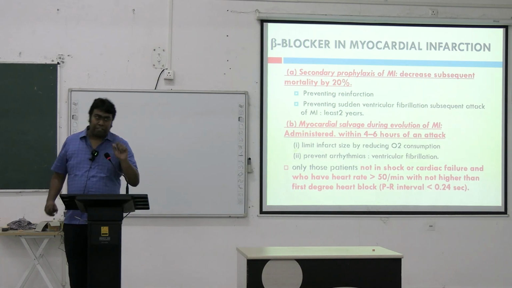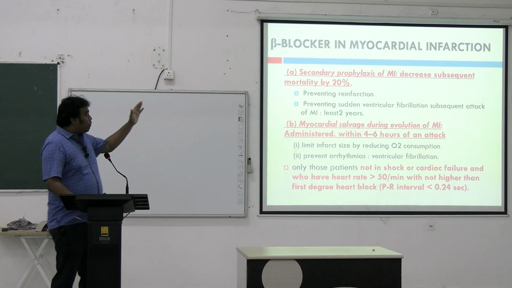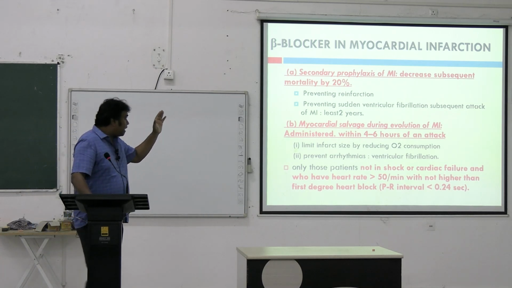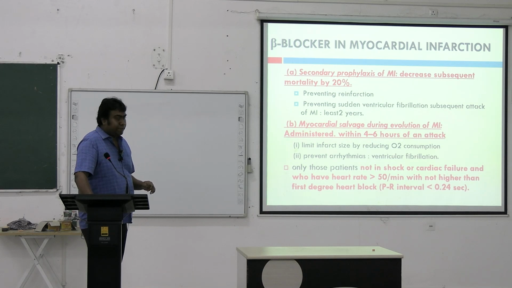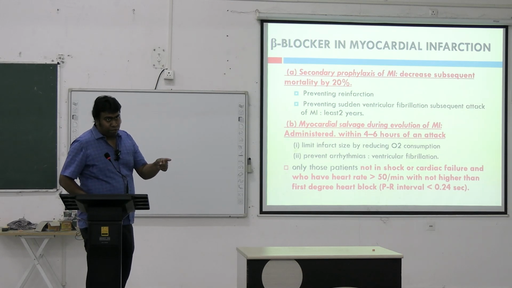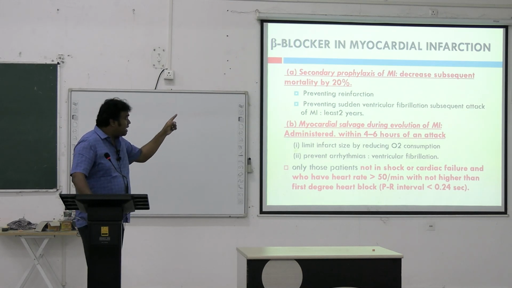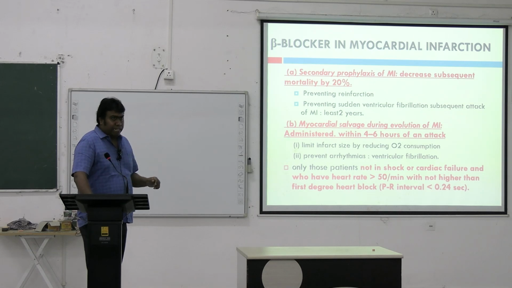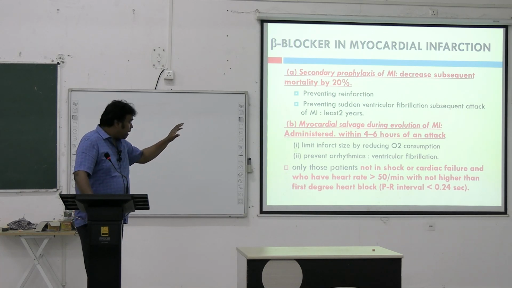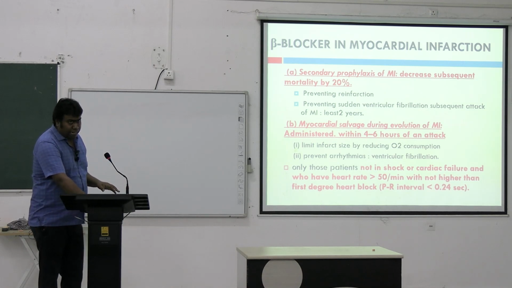It is in three phases. First one is secondary prophylaxis of the myocardial infarction by decreasing the subsequent mortality up to 20%. কি করে এখানে? প্রিভেন্টিং রি-ইনফাকশন, মানে একটা ইনফাকশন হওয়ার পরে সেকেন্ডারি ইনফাকশনটাকে প্রিভেন্ট করে বিটা ব্লকার। প্রিভেন্টিং সাডেন ভেন্ট্রিকুলার ফিব্রিলেশন, সেই ফিব্রিলেশনটা কিভাবে বন্ধ করে? By blocking the conductivity and automaticity in the ventricle. They reduce subsequent attack in the myocardial infarction.